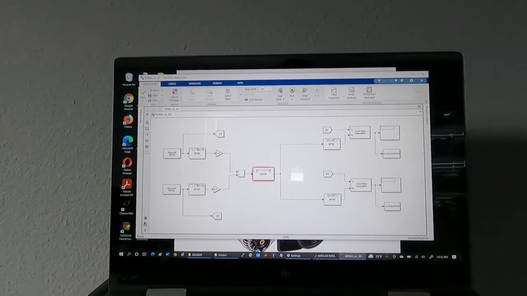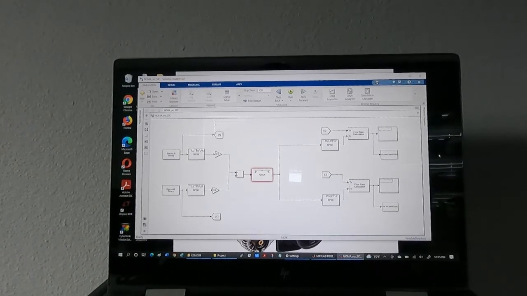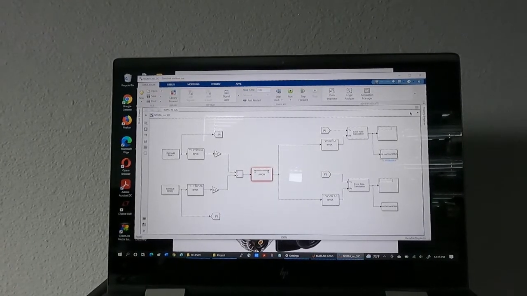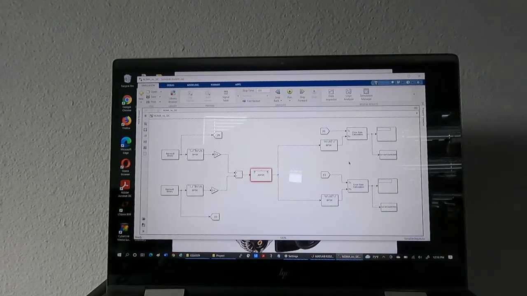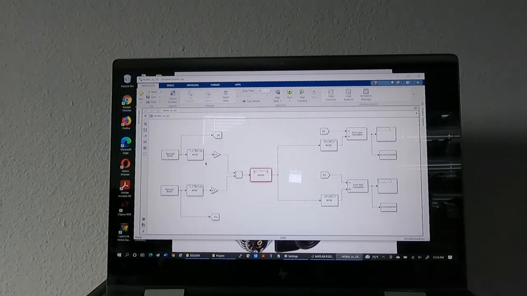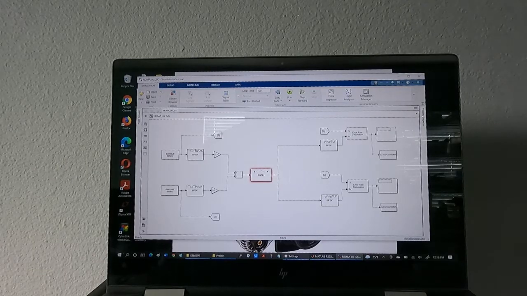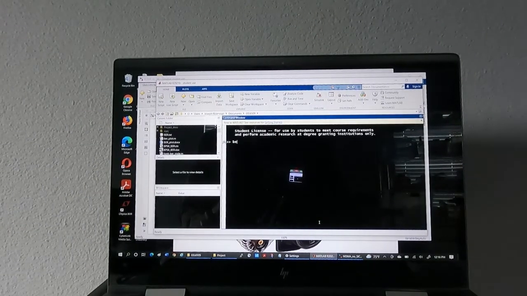Now, these are near user, so this 0.9 is the near user power because it's closer to the transmitter. These are transmitter. 0.2 is the far user power. And let us go to the MATLAB interface and start our BER tool.